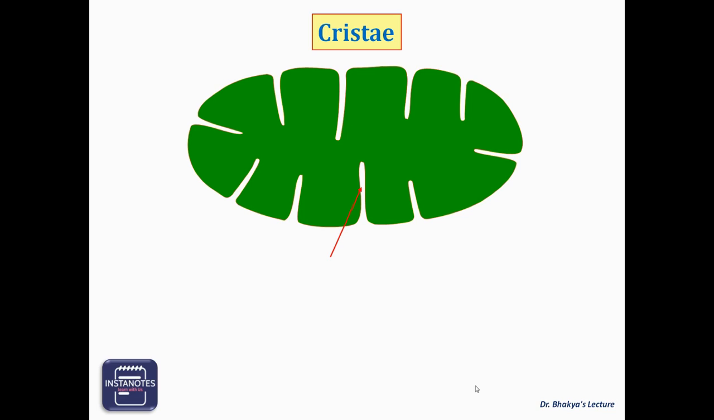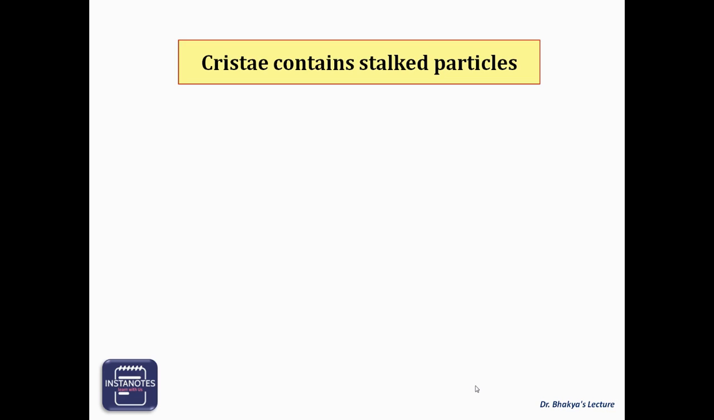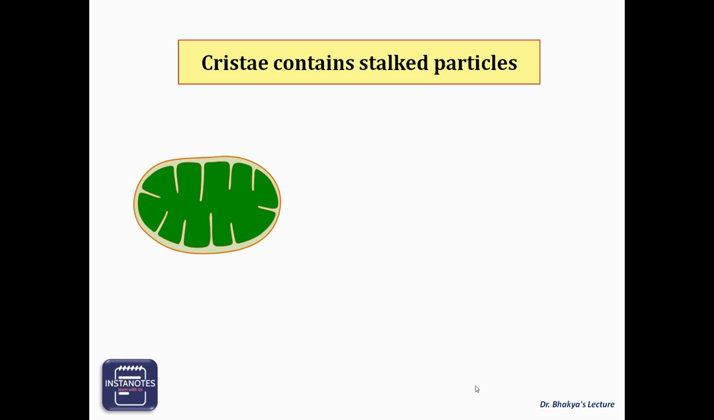Cristae. The cristae are the convolutions or infoldings of the inner wall of the mitochondria. These cristae increase the surface area so as to perform different functions of the mitochondrial matrix. Let's dig deep into the matrix and look at what happens exactly in the cristae region.